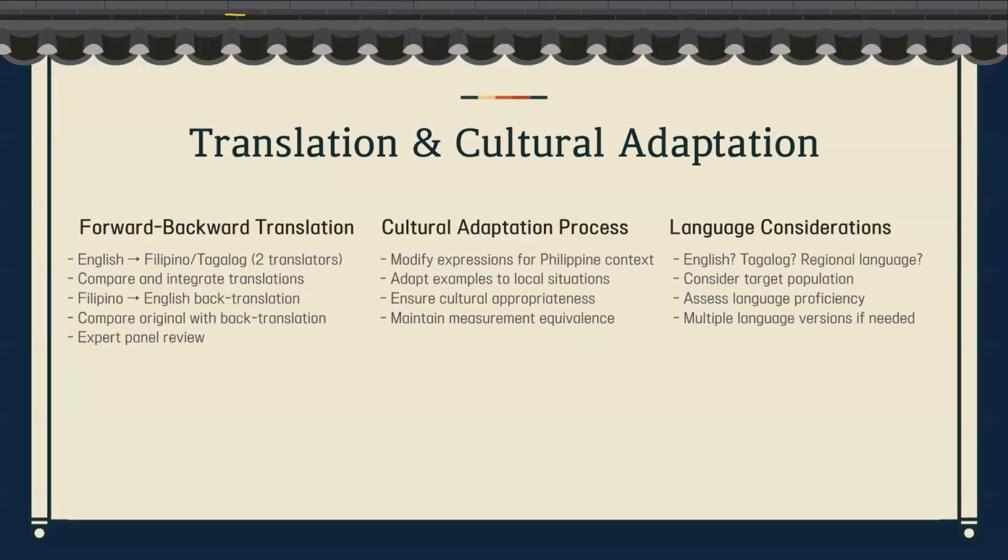If you adopt an instrument, follow the forward-backward translation process. Translators translate to the local language, and then another person translates it back to English. You compare the original with the back translation to ensure the meaning is the same. Always consider your target population's language proficiency and ensure cultural appropriateness.